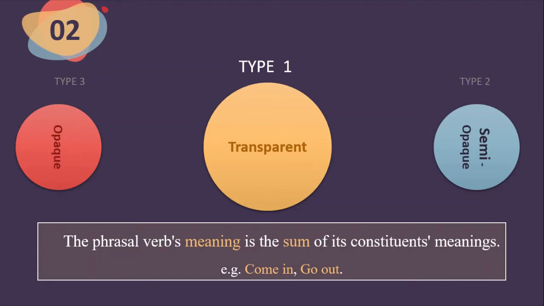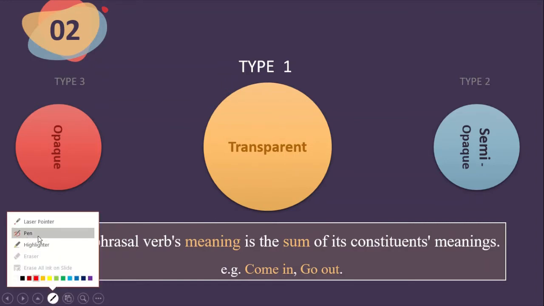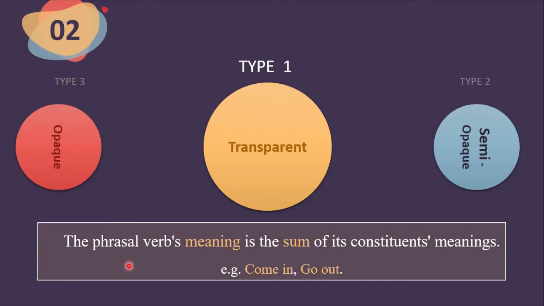So let's start with type number one, transparent. Here what we can say about transparent: these are certain verbs which are simple to comprehend, as it's written here. Let me just take my laser pointer. So as I typed here, the phrasal verb's meaning is the sum of its constituents, and we can see that there are certain verbs which are simple to comprehend.